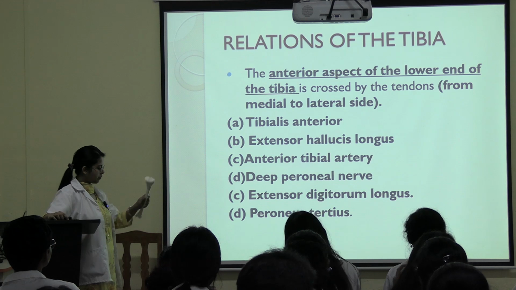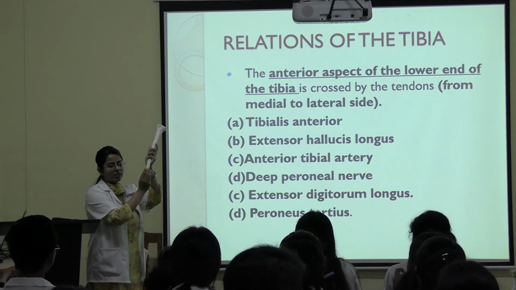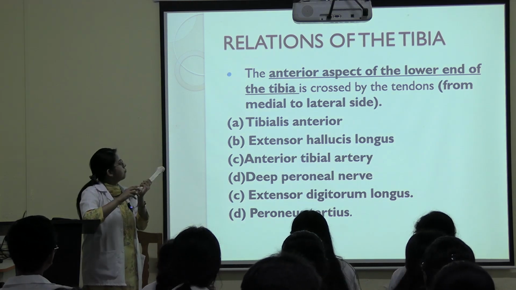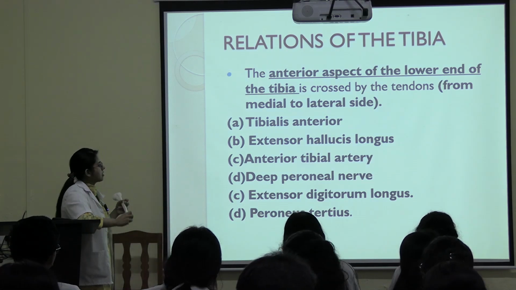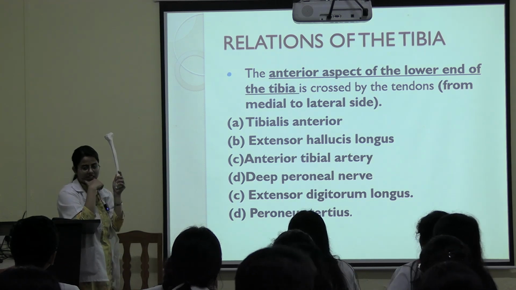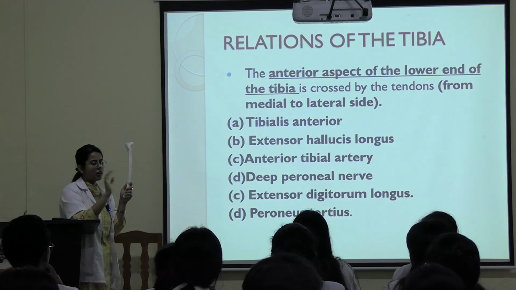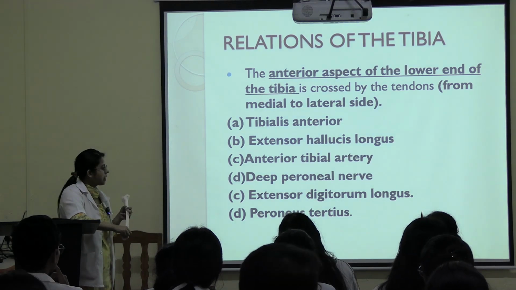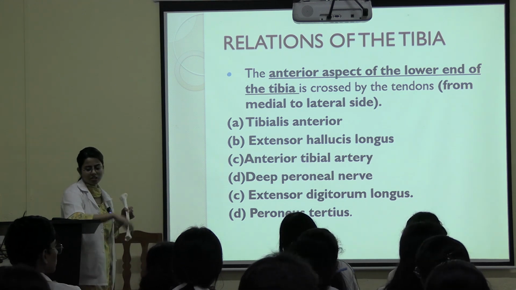Now relations of tibia. The lower end, both anteriorly and posteriorly, is crossed by some structures. Anteriorly from medial to lateral it is crossed by tibialis anterior. This part will be extensor or flexor? Extensor. Hallucis, big toe, hallucis. Extensor hallucis longus, anterior tibial artery, deep peroneal nerve, extensor digitorum longus and peroneus tertius.